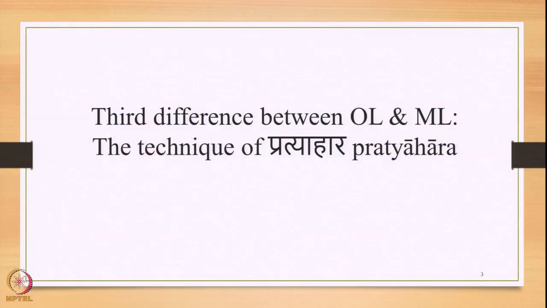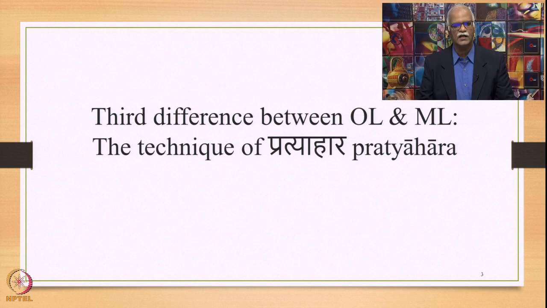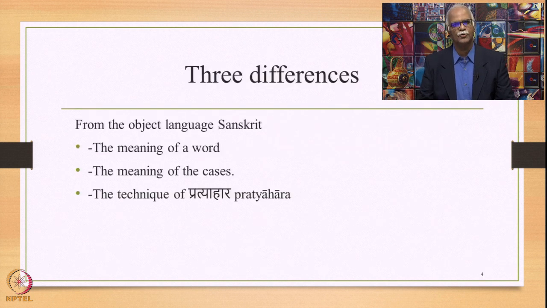However, we noted that there are some differences. We also noted that these differences are additional differences, which means that certain features which exist in the object language are also used in the meta language. But in addition to that, these three features are used in the meta language. That is what makes this meta language different. Now, in this lecture, we shall study the third difference between the object language and the meta language, and that difference is the technique of Pratyāhāra. To recap, we have noted that there are three differences in the meta language of Pāṇinian grammar from the object language Sanskrit.